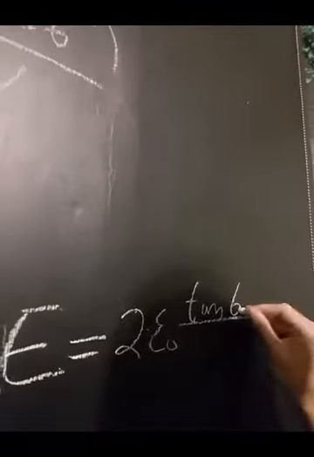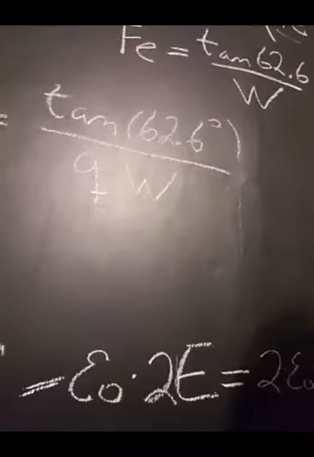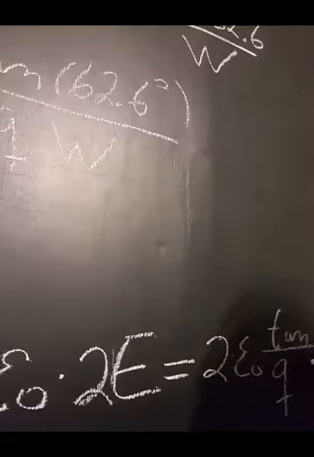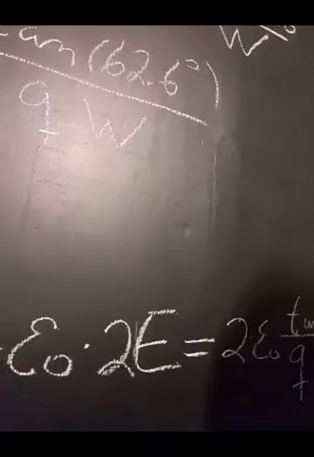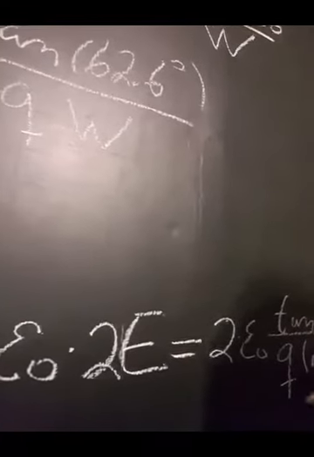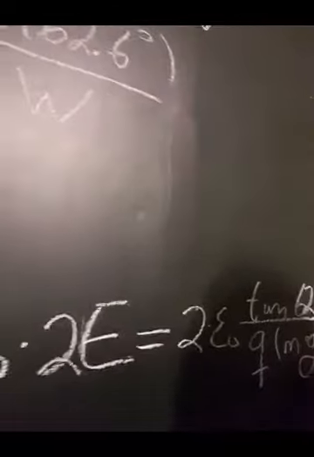Tangent of 62.6 divided by Q and divided by W, which we will just replace with mass times gravity. And from here, we can obtain our values.